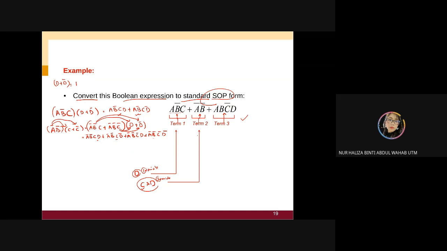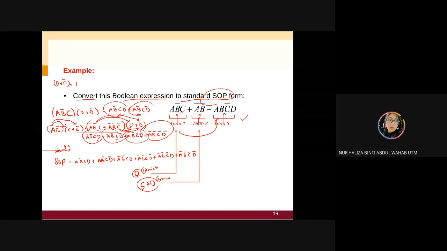So my full standard SOP: I pick this, A B bar C D, plus A B bar C D bar, and I pick A bar B bar C D, plus this, A B C D, plus I pick A bar B bar C bar D, and this one. And lastly, term 3, A B C D.